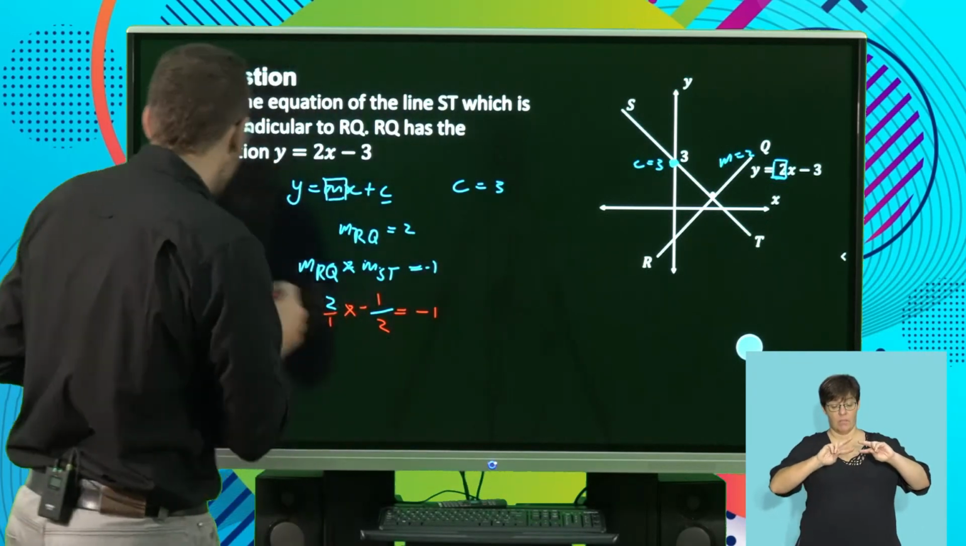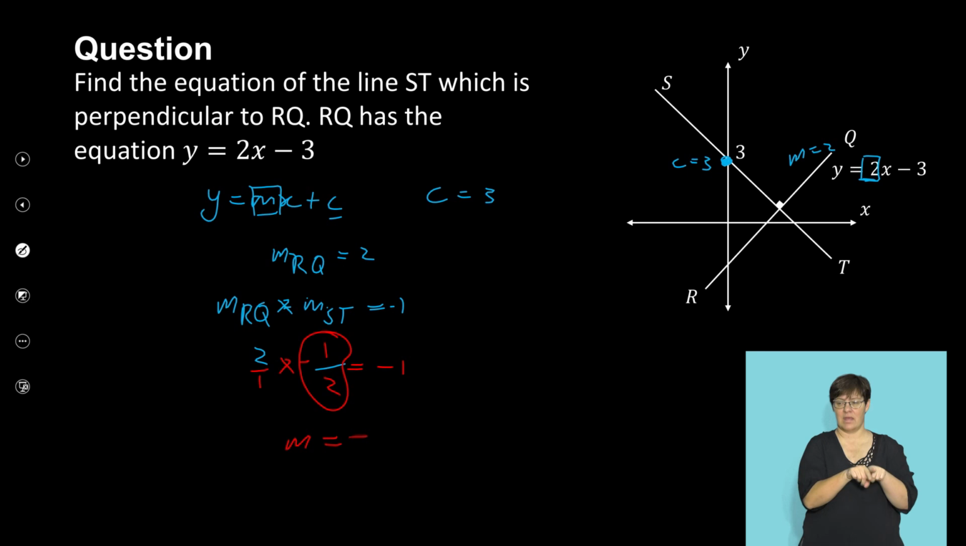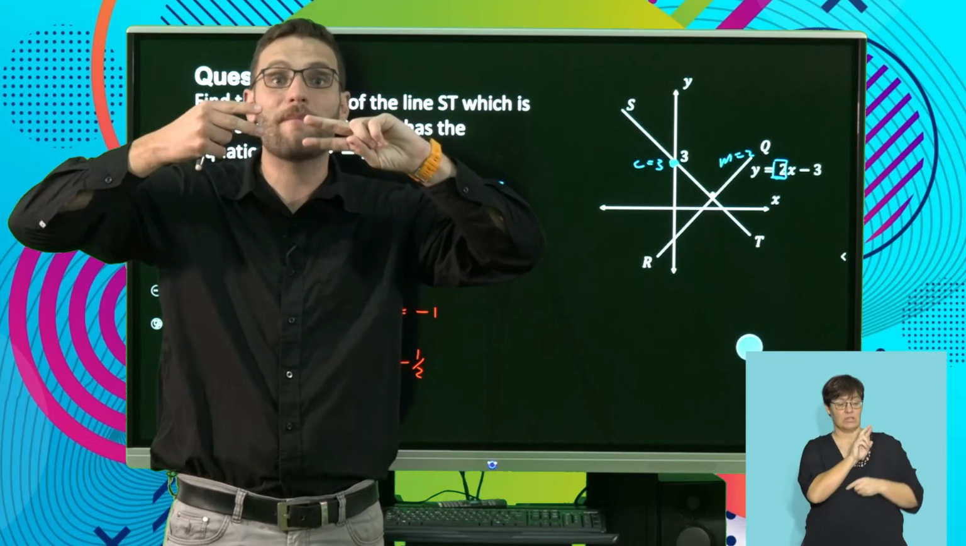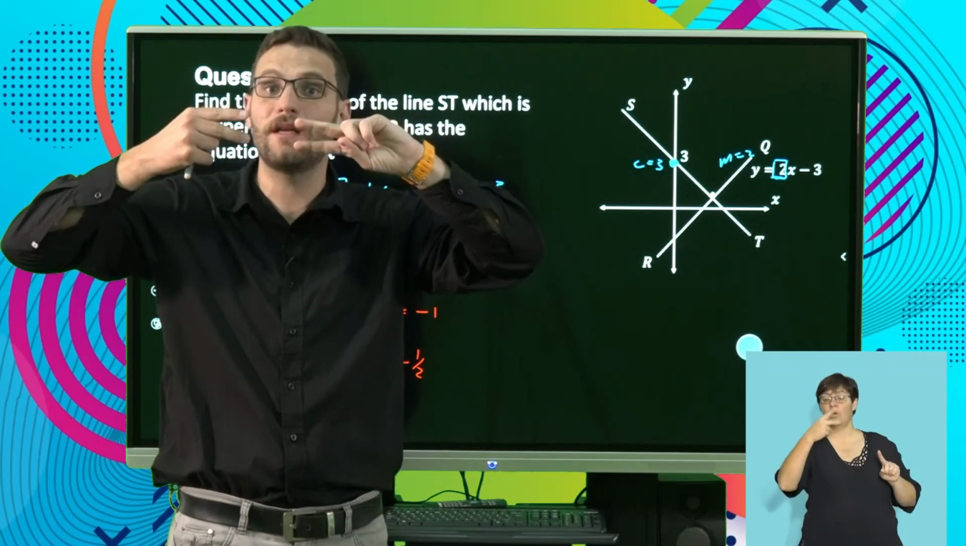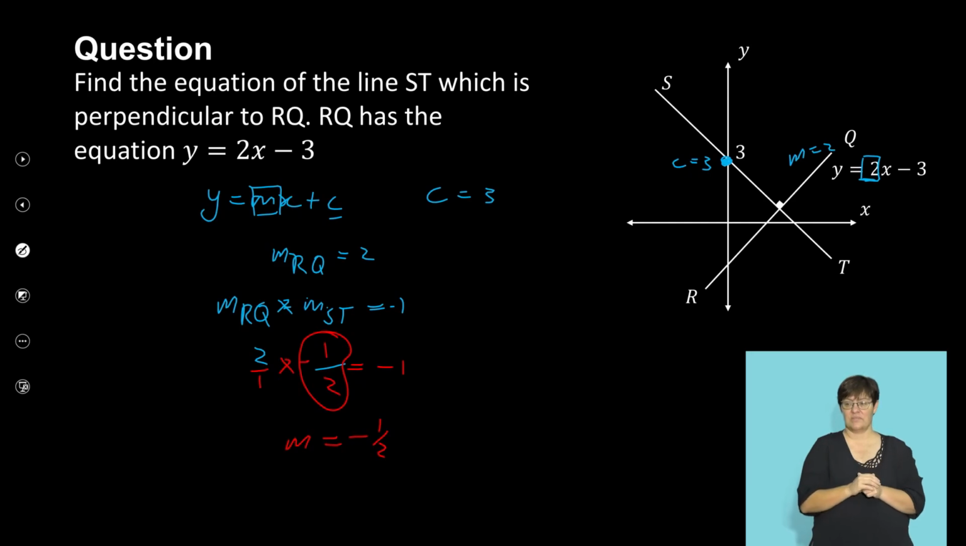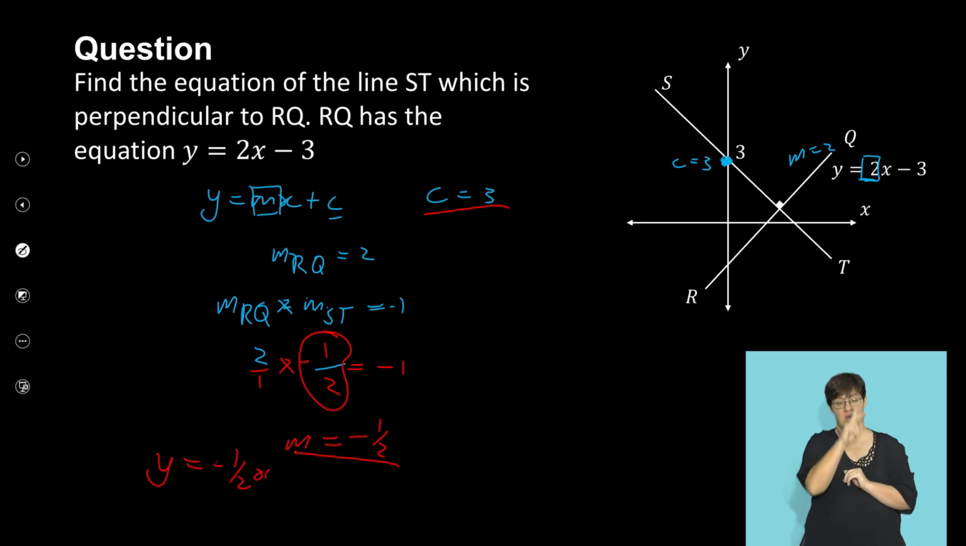Awesome. So now I have my second gradient, the gradient of my second line, -1/2. What did I do? I flipped it over so that the product would be 1, and then I changed the sign so the product would be -1. So flip it over, change the sign. I now have the gradient, I have the y cut, and so I can say that my line is going to be y = -1/2 x + 3. That's the equation of my line.